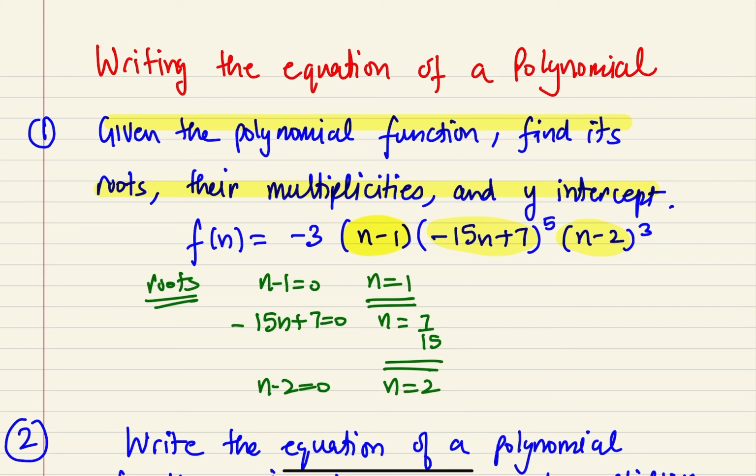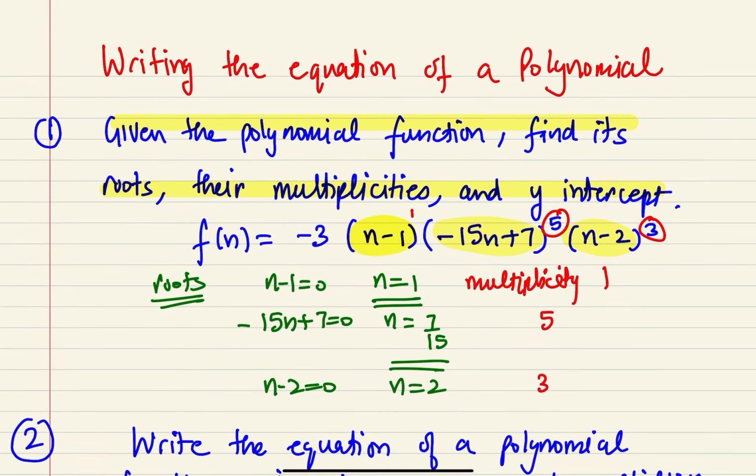And if I set the last one, n minus 2, equal to 0, then n equals 2 is another root. So what is the multiplicity of the n equals 1 root? The multiplicity for n equals 1 is going to be the exponent here, which is 1. So multiplicity is going to be 1 here. And for 7 over 15, the exponent is 5, so multiplicity is 5. At n equals 2, the exponent is 3, so multiplicity would be 3.